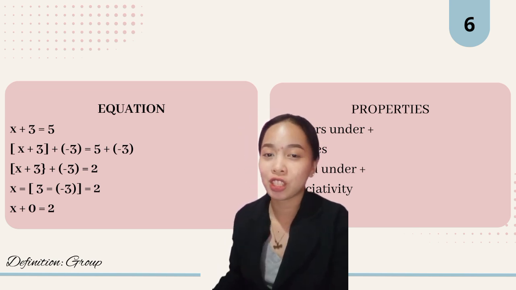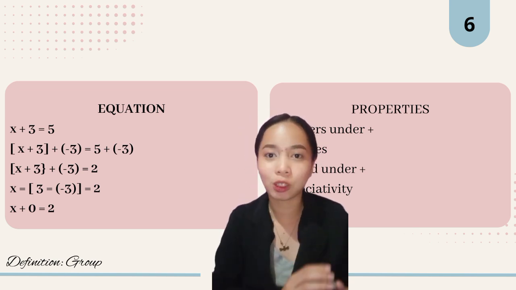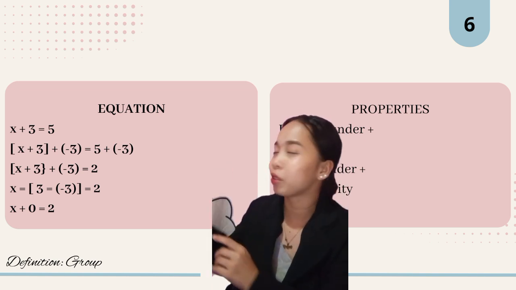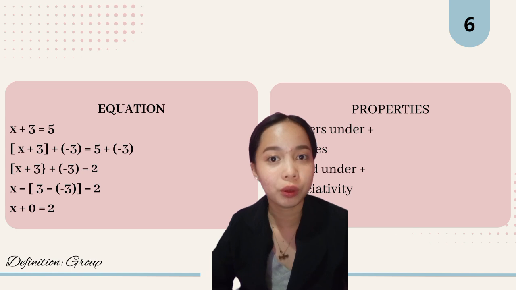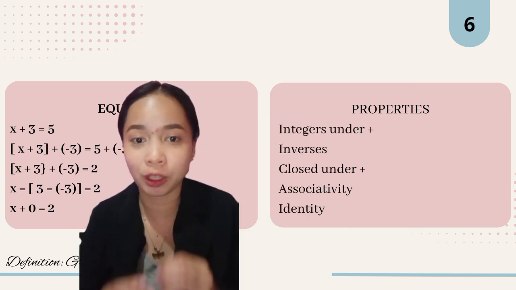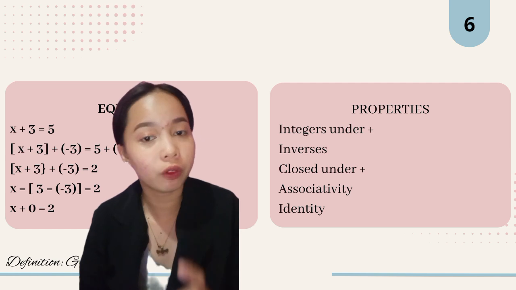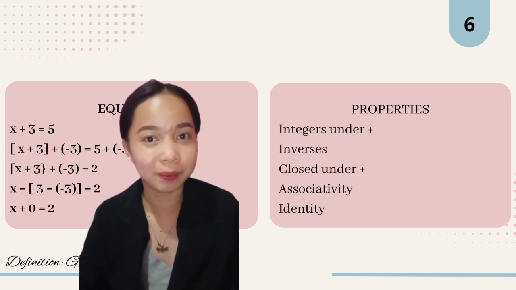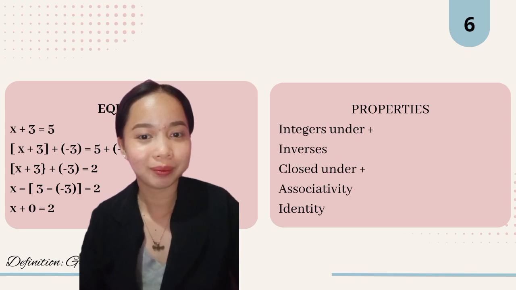So let's move the 0 into the right side, and that will be x equals 2 minus 0, so x is equal to 2. So the properties are integers under addition, inverses, closed under addition, associativity, and identity.